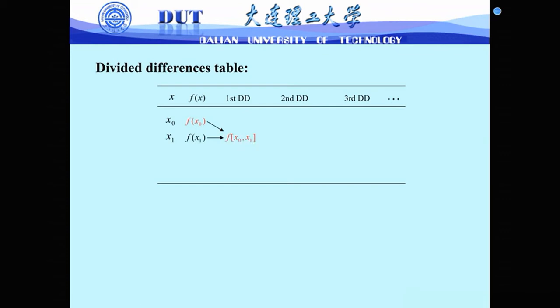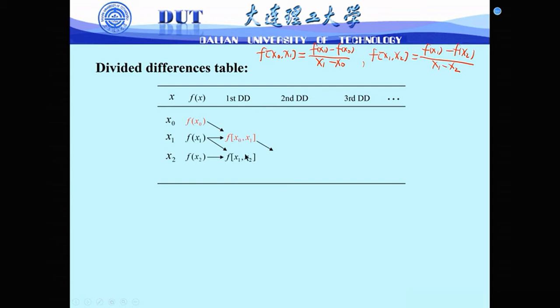Then we can compute the first order divided difference f[x0, x1]. It is f(x1) minus f(x0) divided by x1 minus x0. Clear? Then by the two function values, we obtain the first divided difference. Now we add the new node x2 and the function value f(x2). Then we can use the two function values to obtain the first order divided difference at x1 and x2. So f[x1, x2] equals f(x1) minus f(x2) divided by x1 minus x2. Clear?